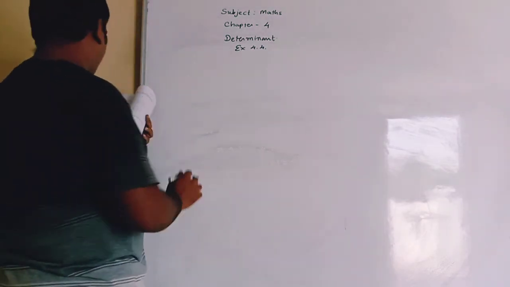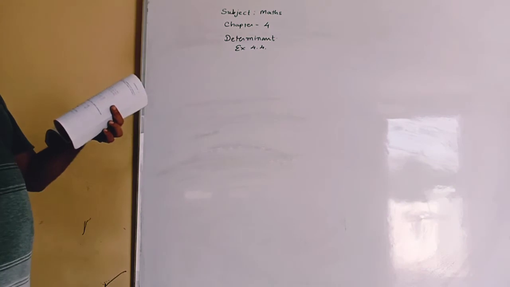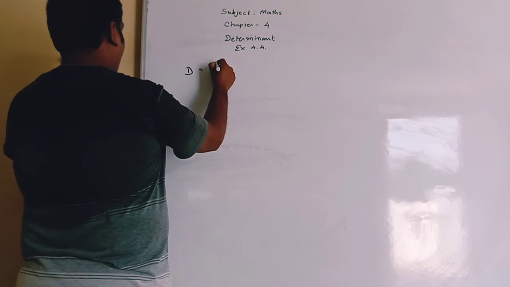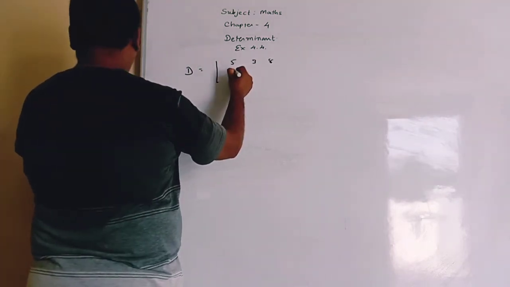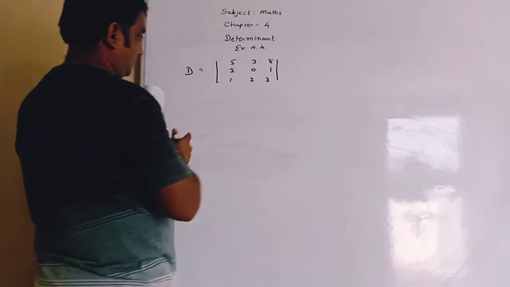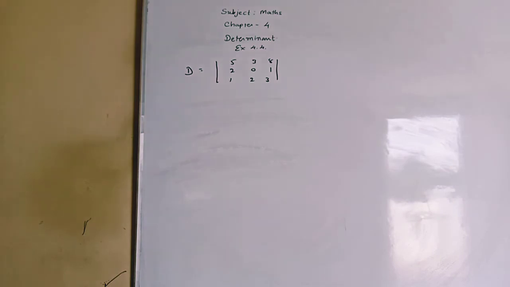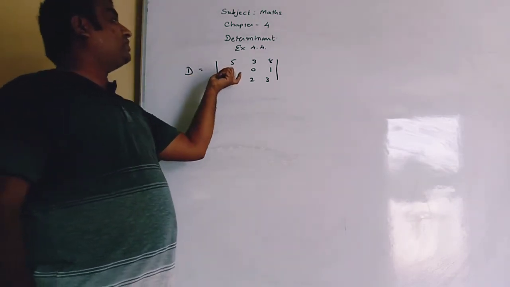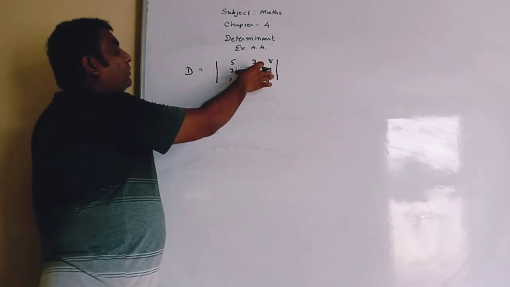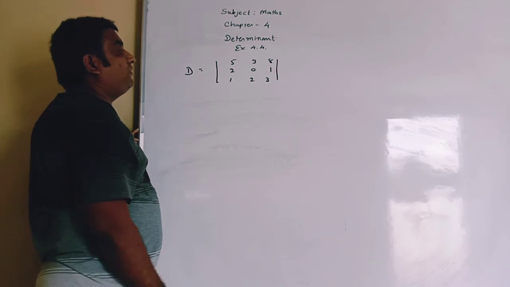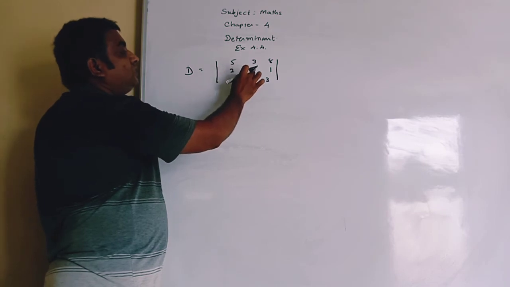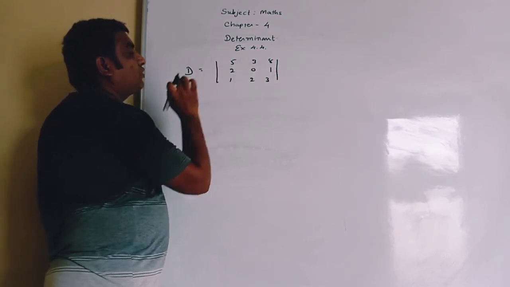Now question number 3: using the cofactors of the second row, evaluate the determinant with rows 5 3 8, 2 0 1, and 1 2. So using the cofactors of the second row, we want to evaluate D. We know that whenever the second row is multiplied by the second row's cofactors, we get the determinant value. So 2 into the cofactor of 2, 0 into the cofactor of 0, and 1 into the cofactor of 1.